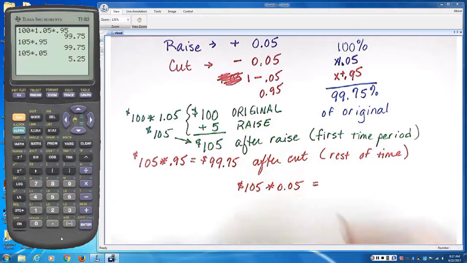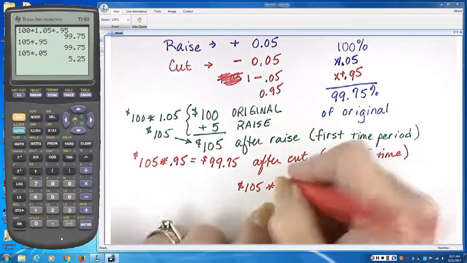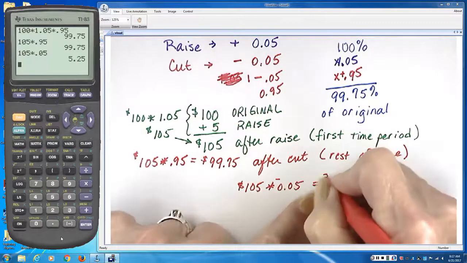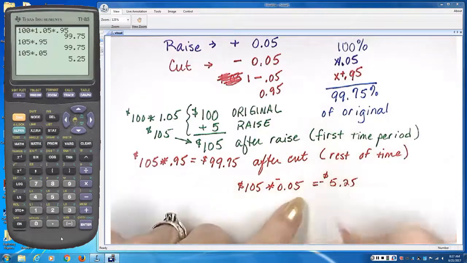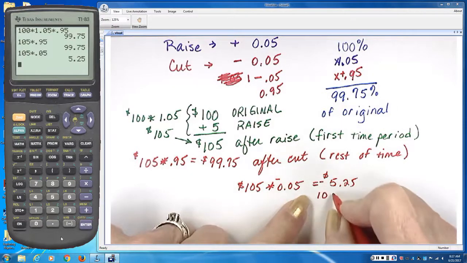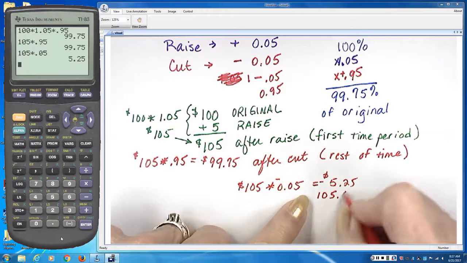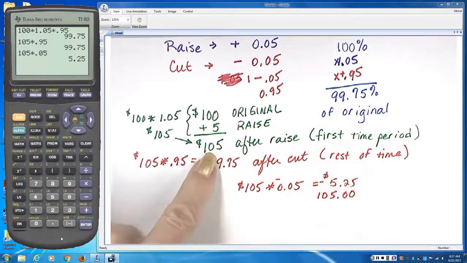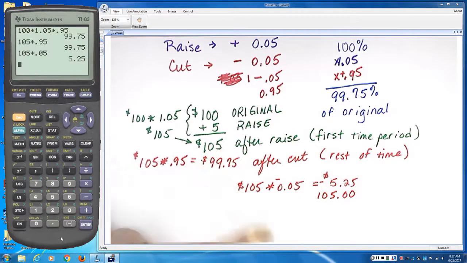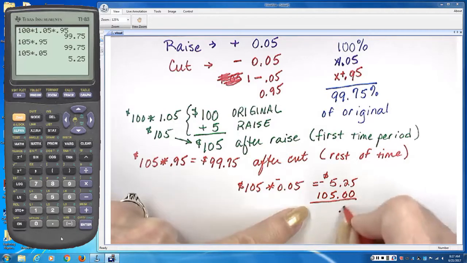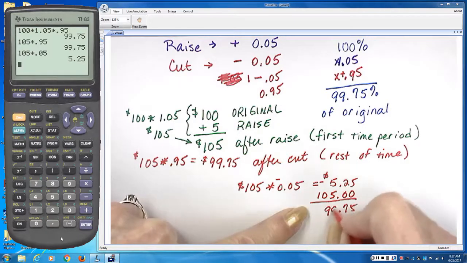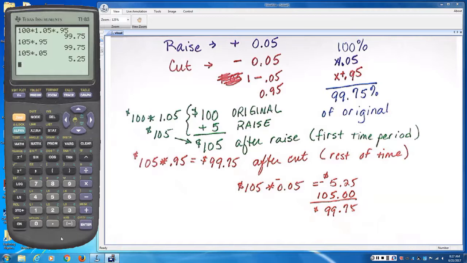is $5.25. And since that's actually a negative, this makes this a negative $5.25, which when you add that to your $105, which is your pay raise, then that means you actually lost $0.25.